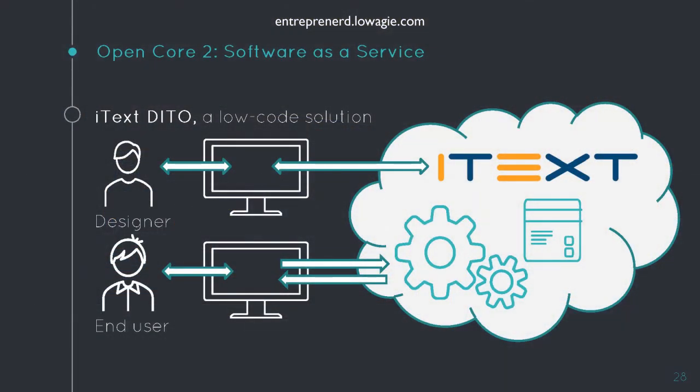Before I left the iText company, I started a project codenamed Tyrion, after the character from Game of Thrones. This project resulted in iText Ditto, a low-code solution to create templates. The basic concept of this project is simple. A designer uses an in-browser WYSIWYG template designer.